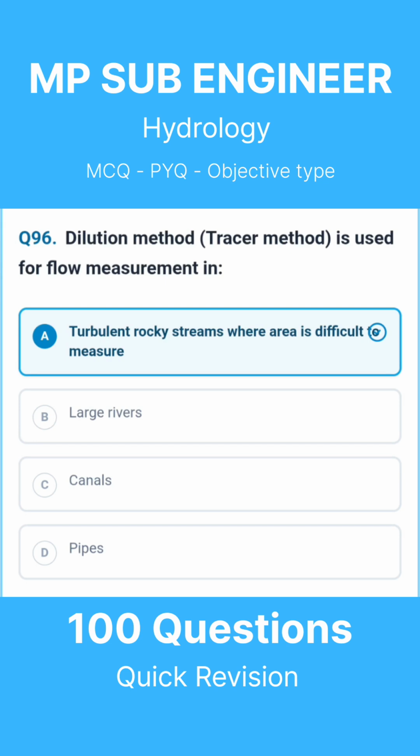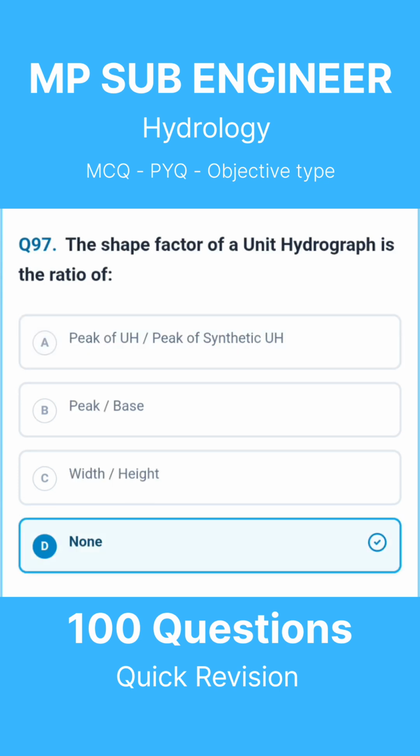Question 96. Dilution method (tracer method) is used for flow measurement in. The correct answer is turbulent rocky streams where area is difficult to measure. Question 97. The shape factor of a unit hydrograph is the ratio of. The correct answer is none.